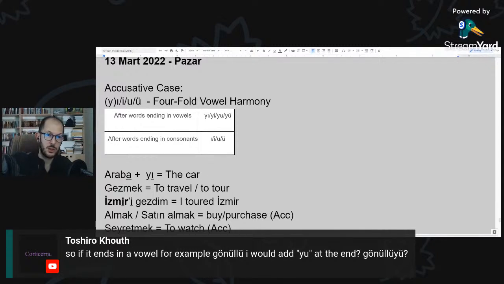We basically choose the closest sound and attach it. If, for example, for some reason there was no ü sound and there was maybe a two-fold vowel harmony, then which one would we have chosen? The closest sound. But because there is a four-variation, you have to choose the closest sound according to the ending of the noun, gönüllü, ü sound, and the suffix for the accusative case. So the accusative case has the options i, ı, u, ü. The closest to gönüllü is gönüllüyü, right? Gönüllüyü gördüm, for example. I saw the volunteer.